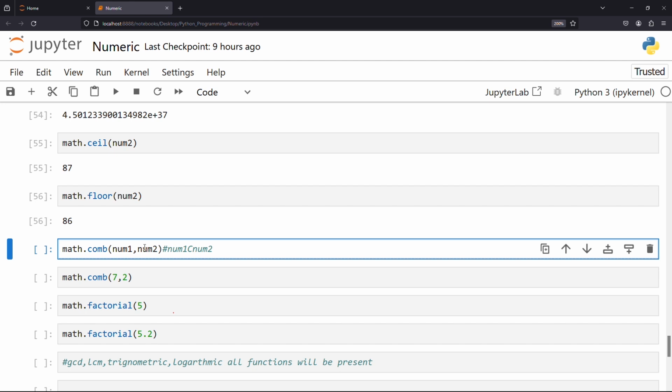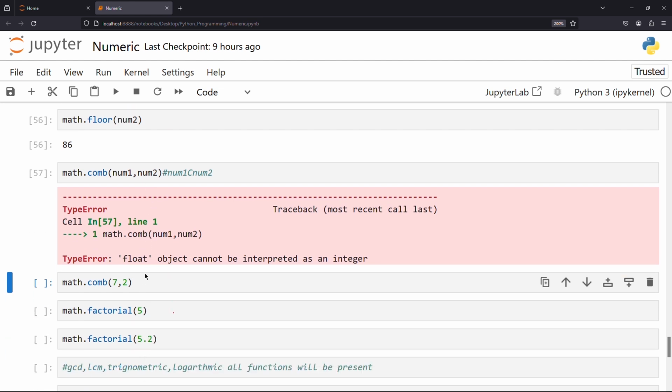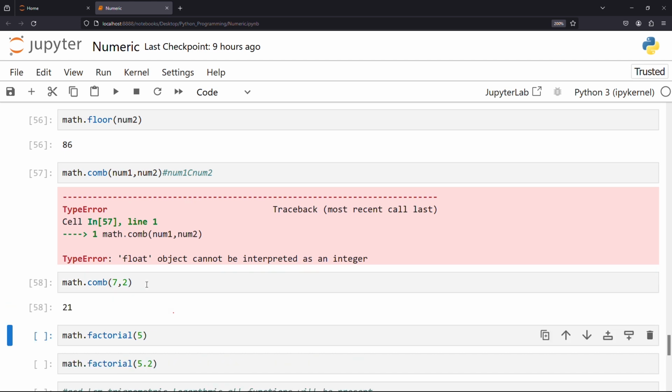So let's see its value. And it is giving a type error because here one is an integer and the other is a float. In combination, we can't use float numbers. That's why it is giving a type error. So let's go with the integers and let's see the values. So here it is giving 21. Let's confirm whether it is 21 or not.